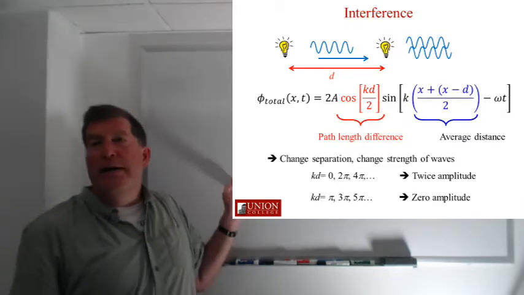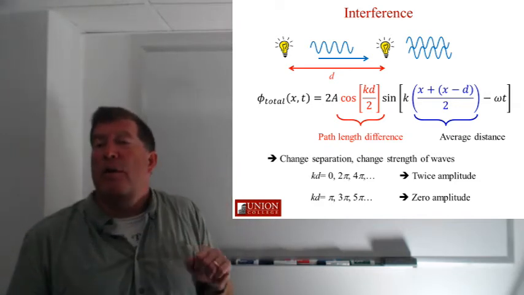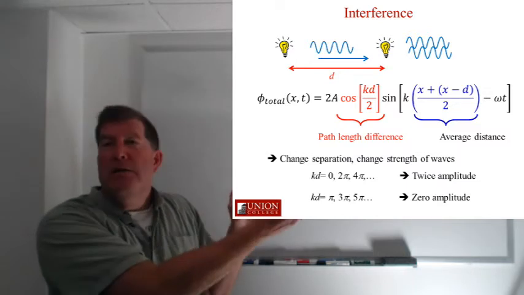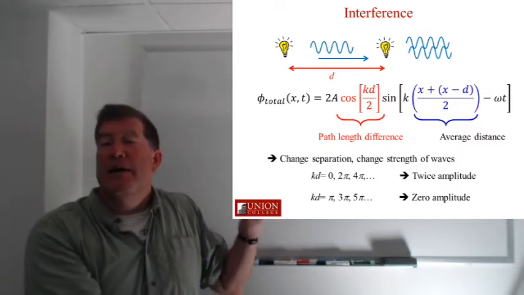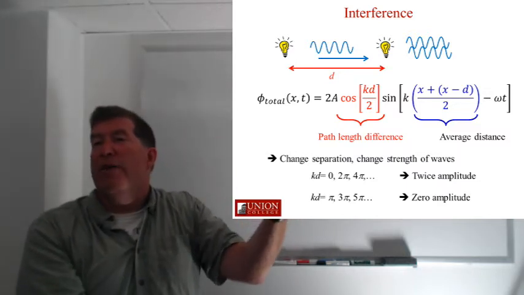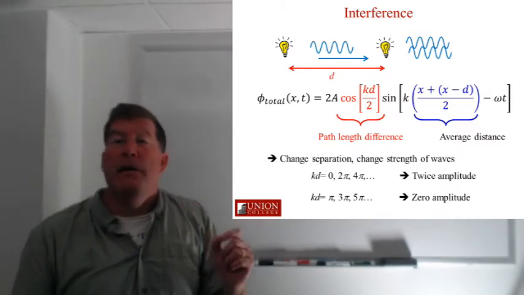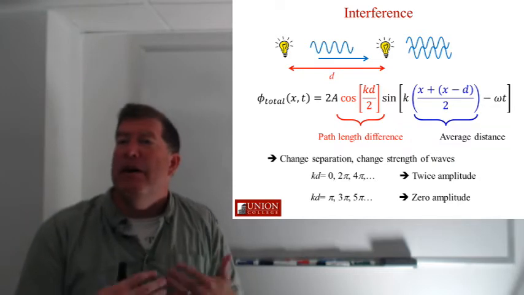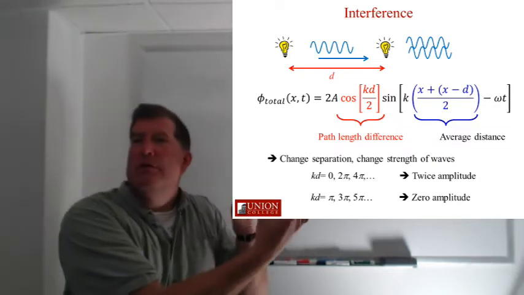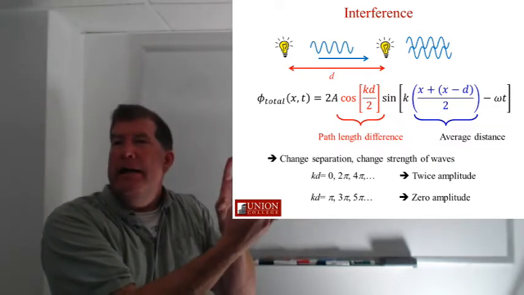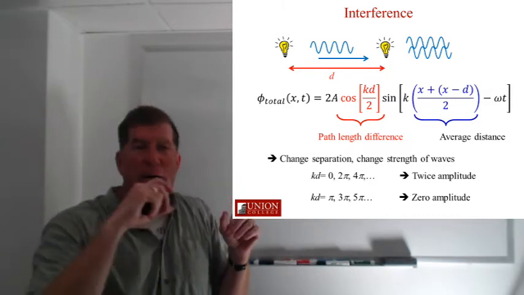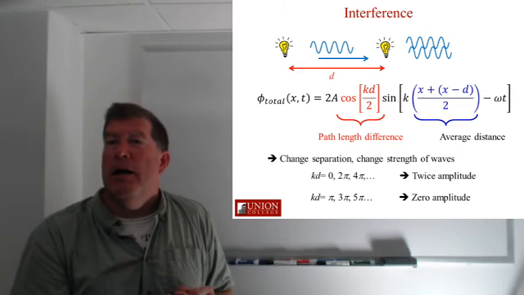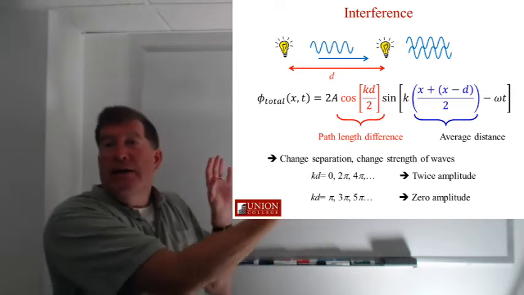You can see it looks like twice the amplitude of the single wave, so it's a bigger amplitude in principle. And I have a piece here that looks like a traveling wave. I have a sine of k times some stuff with x's in it minus omega t. But the stuff with x's in it is now x plus x minus d, divided by 2. It's sort of the average distance, right? We're taking a wave pattern as if it originated halfway between the two sources. Other than that, this looks just like a traveling wave, right?